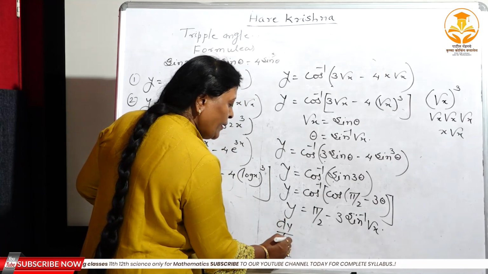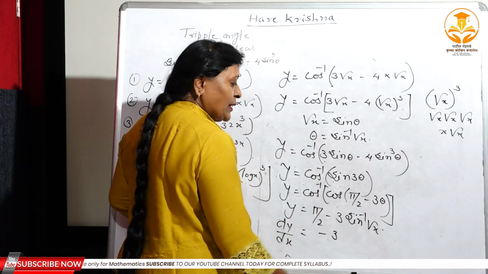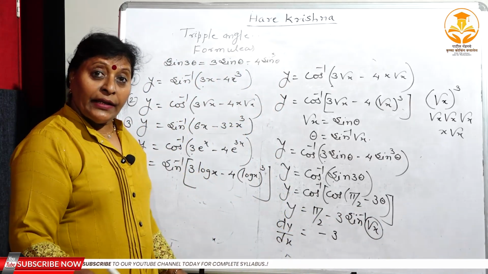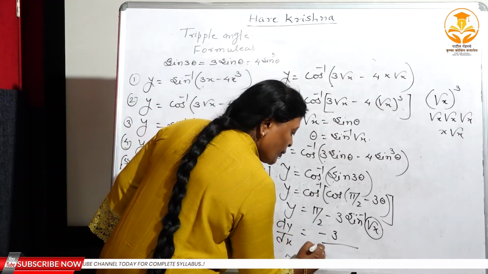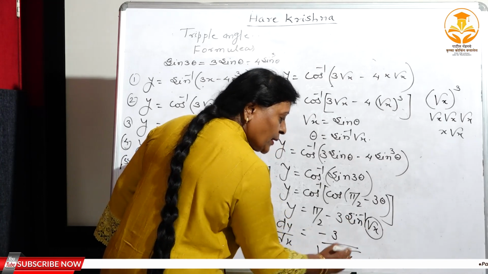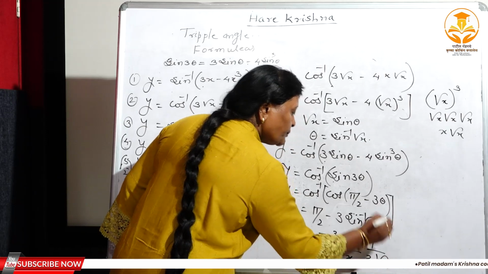Therefore, what is the derivative? The derivative of pi by 2 is 0, and minus 3 remains as it is. Here again you have to apply the chain rule. The derivative of sine inverse u, where you substitute root x as u, is 1 upon root of 1 minus u square, and root x square means x. And what is the derivative of root x? 1 upon 2 root x, right?